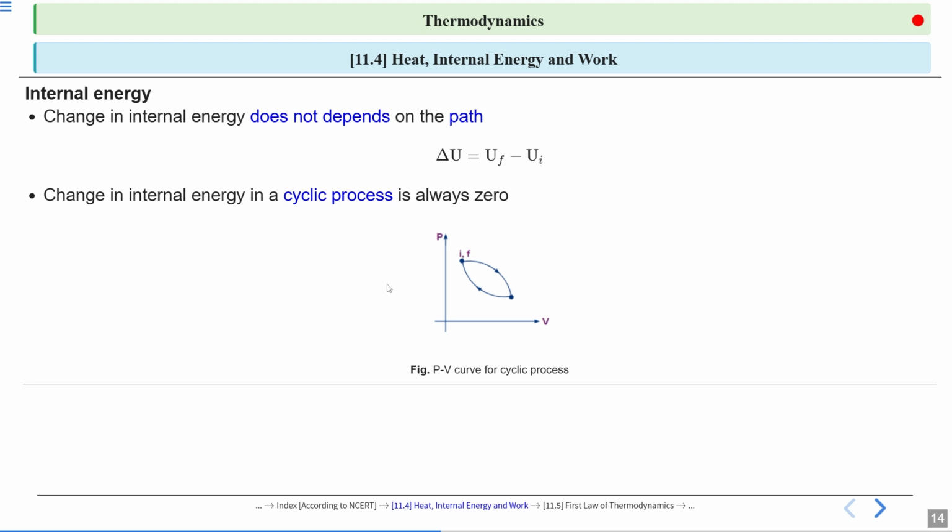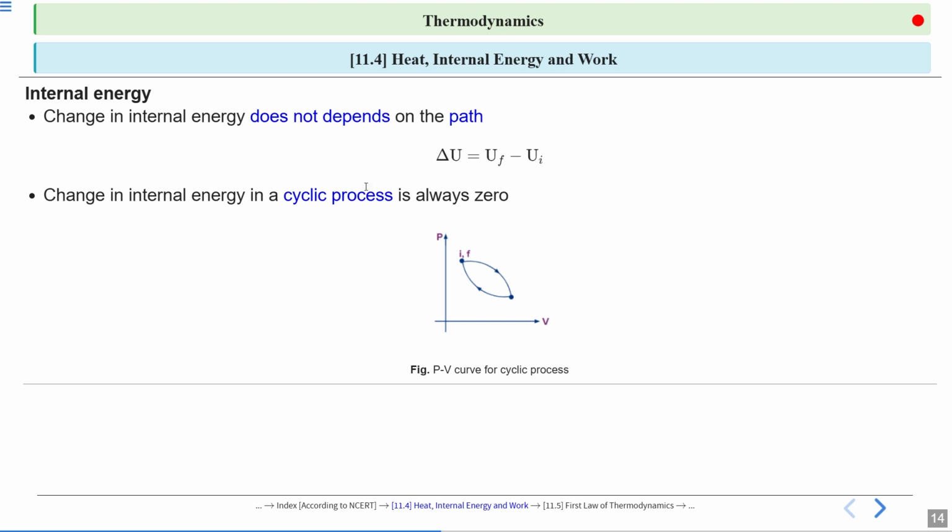Change in internal energy in a cyclic process is always 0. Now here the question arises, why? Why is the change in internal energy in a cyclic process always 0? The answer is very simple. Think about it. We know change in internal energy is path independent. It depends on the initial and final positions of the states.